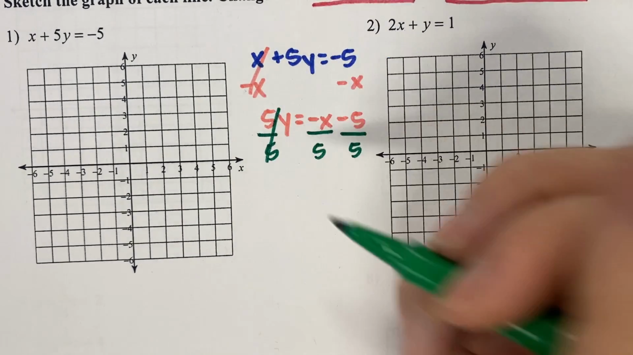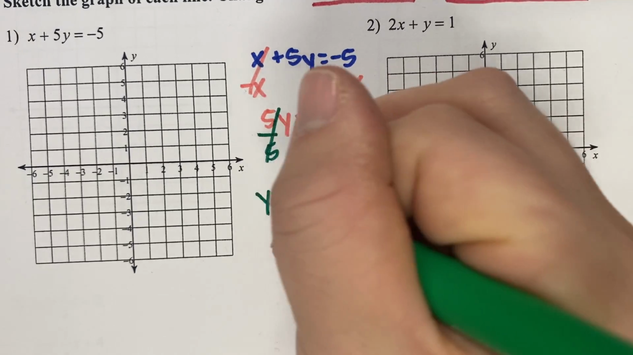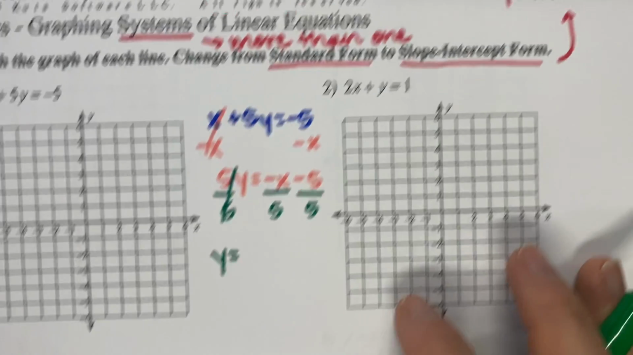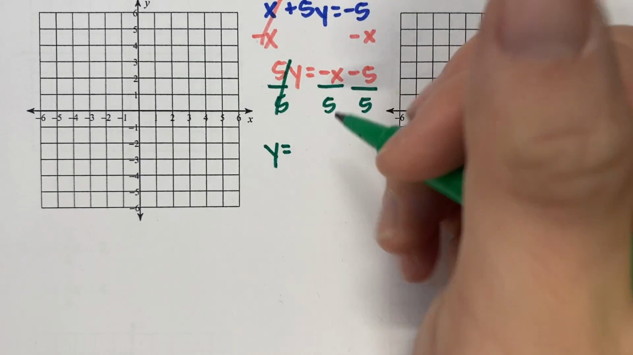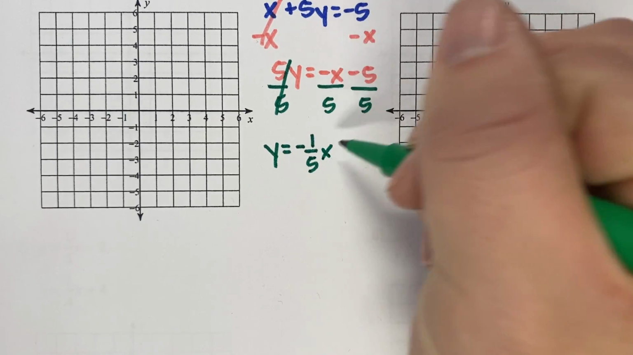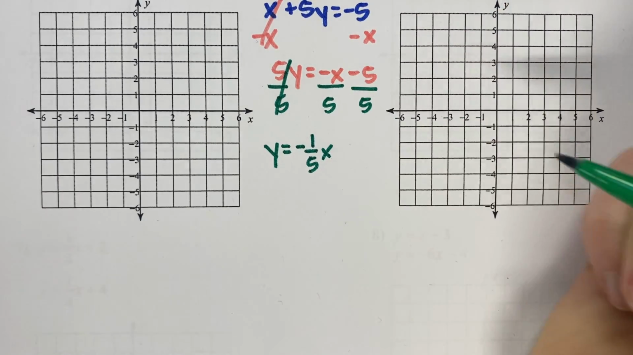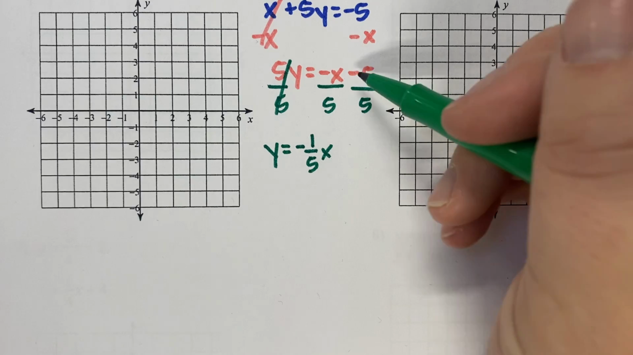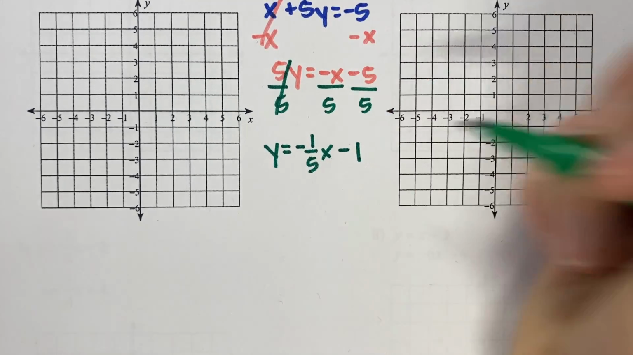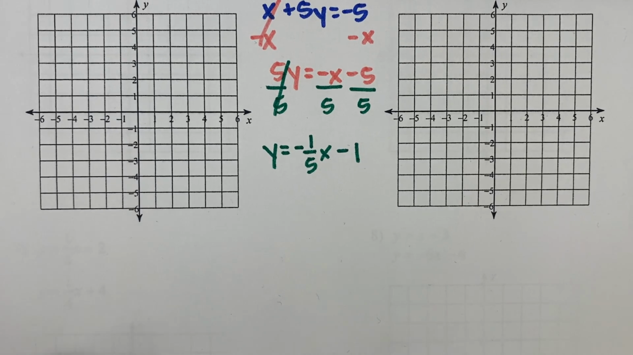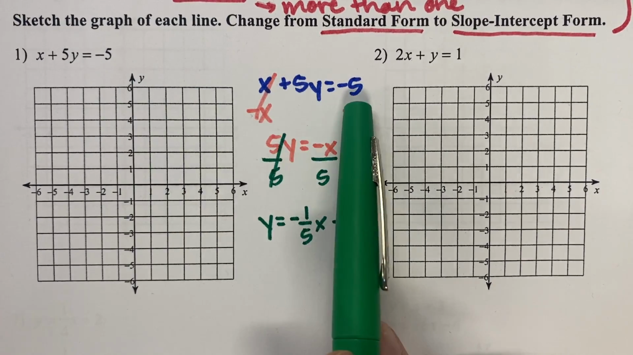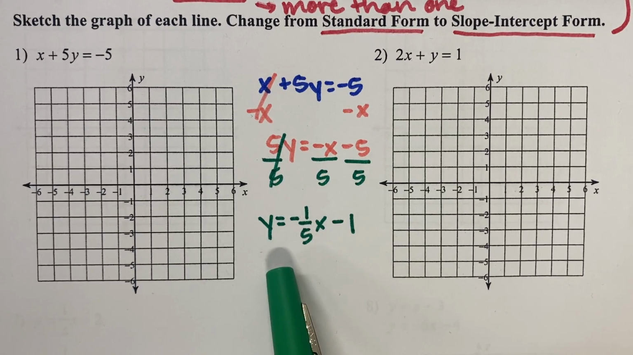So now we can clean this up a little bit, do some simplifying. So y equals, it's all by itself, which is great. That's what we want. This term turns into a negative 1/5 times x. That's the same thing because there's an invisible 1 right there. And then negative 5 divided by a positive 5 is going to give me a negative 1. And there we go. We changed it from standard form to slope-intercept form.